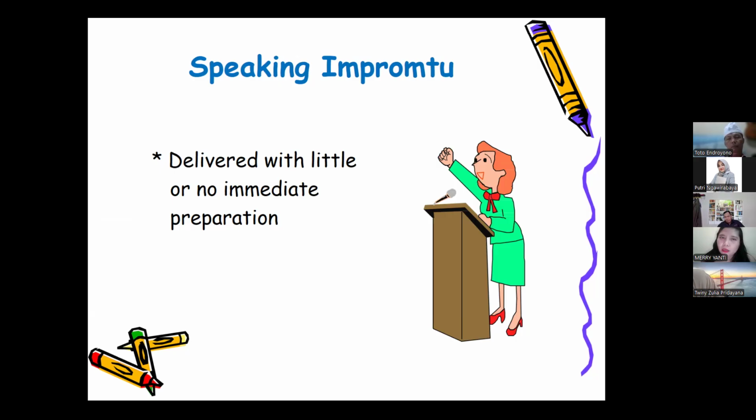Another example is a ceremony. At a wedding, someone says, "Would you like to say a few words?" So you go to the microphone and speak from the heart without planning. I have tips for speaking impromptu: first, focus on one main idea, speak clearly and slowly, and keep it short.